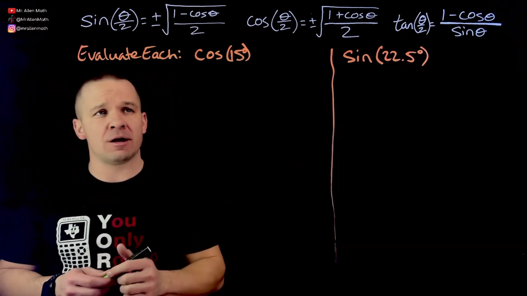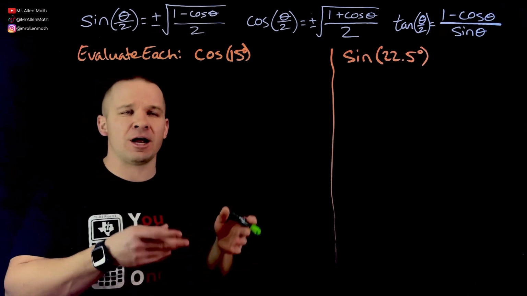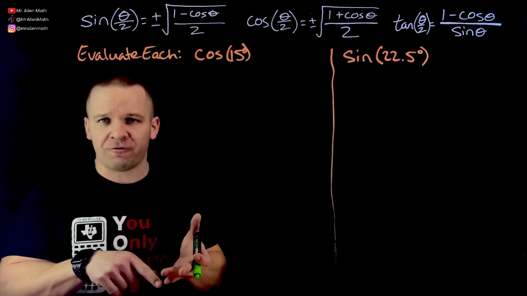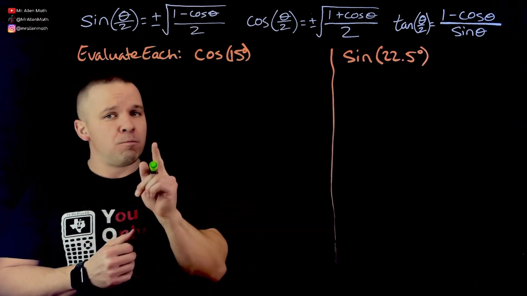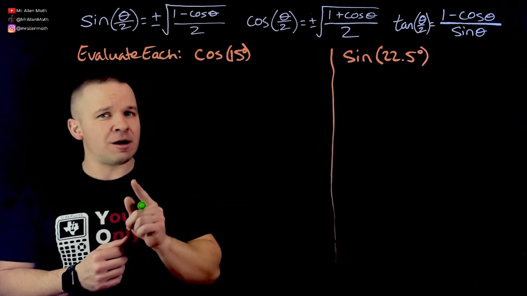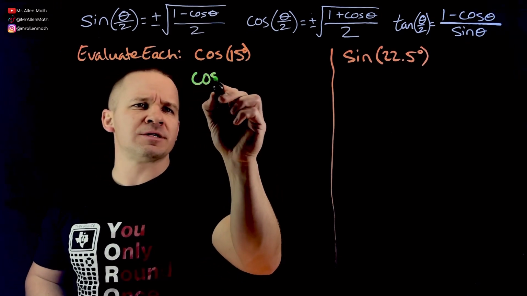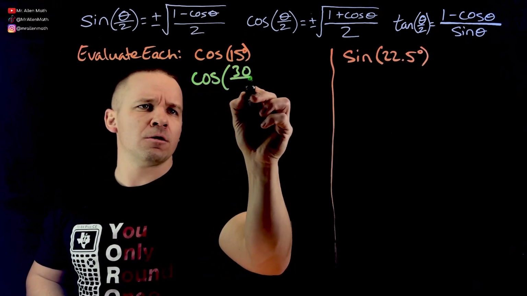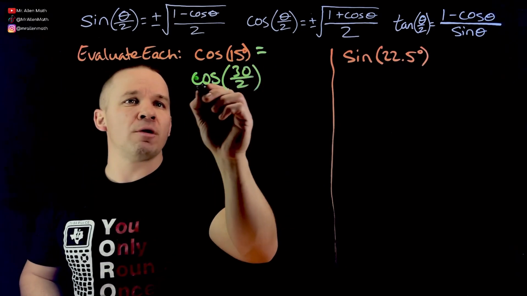So for this first one here, I've got cosine of 15 degrees. And 15 is not a nice friendly trig degree, right? It's not 30, 45, or 60 or some other one on the unit circle with that reference. But 30 divided by 2 is 15. So what if I rewrote this as cosine of 30 over 2? Is that the same thing as 15? Absolutely. So these are equivalent statements.